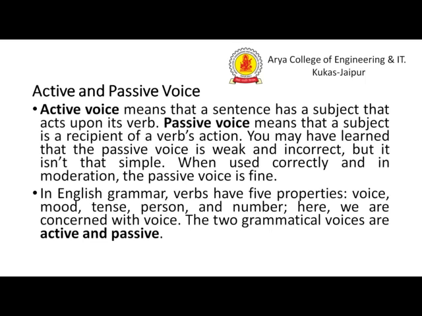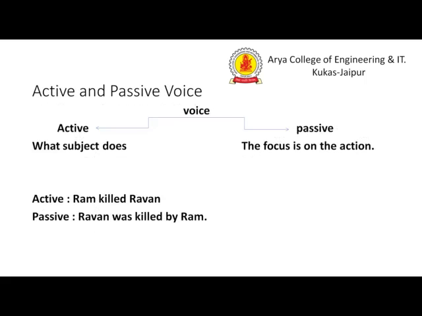In English grammar, verbs have five properties: voice, mood, tense, person, and number. Here we are concerned with voice. The two grammatical voices are active and passive voice. First of all, you can see throughout this slide, the voice is divided in two ways, the active voice and the passive voice. Active means what the subject does, and in the passive, the focus is on the action.